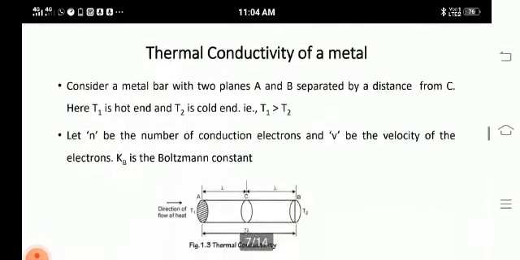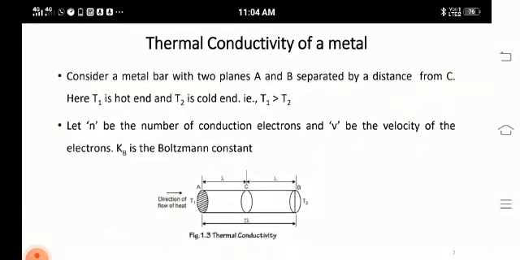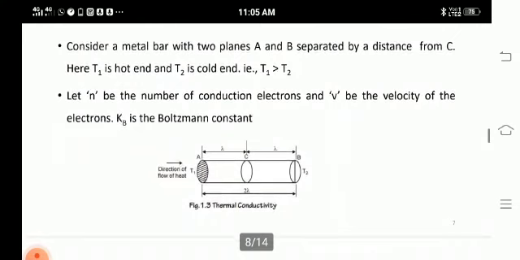Now we'll see the thermal conductivity measurement expression. For that, we are going to consider a metal bar with two planes A and B, which are separated by a distance C. Here T1 is the hot end and T2 is the cold end. Let n be the number of conduction electrons and v be the velocity of electrons, and kB is the Boltzmann constant. See this figure. A plane is taken at T1 temperature, that is the hot end.